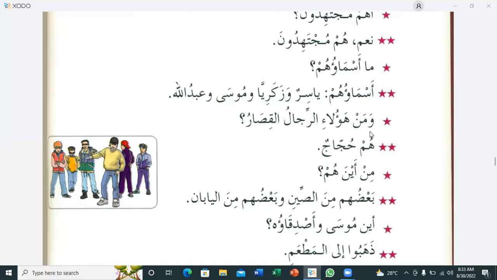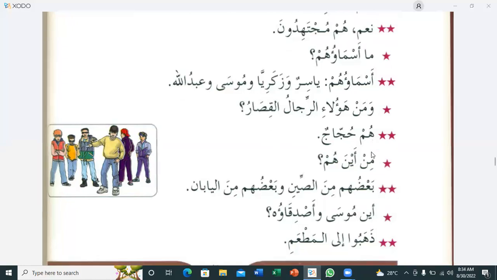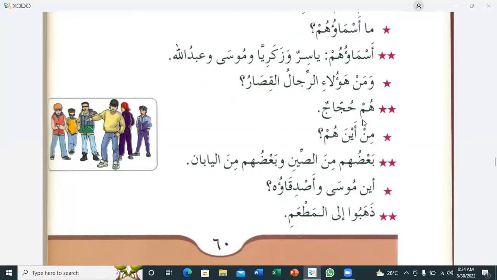Wa man, who are ha'ula'i? Ha'ula'i, these are rijalu, men. Al-qisaru, short. Wa man ha'ula'i ar-rijalu al-qisaru? And who are these short men? Hum hujjajun, they are pilgrims.